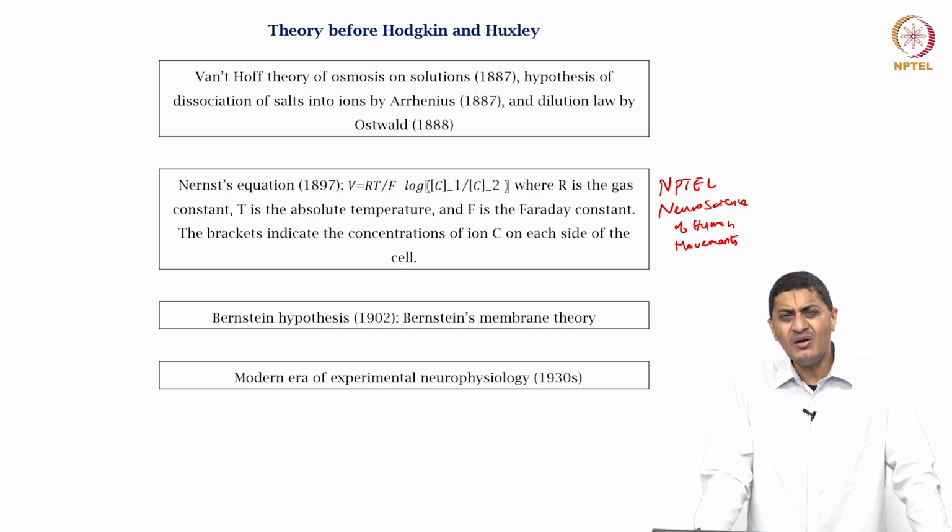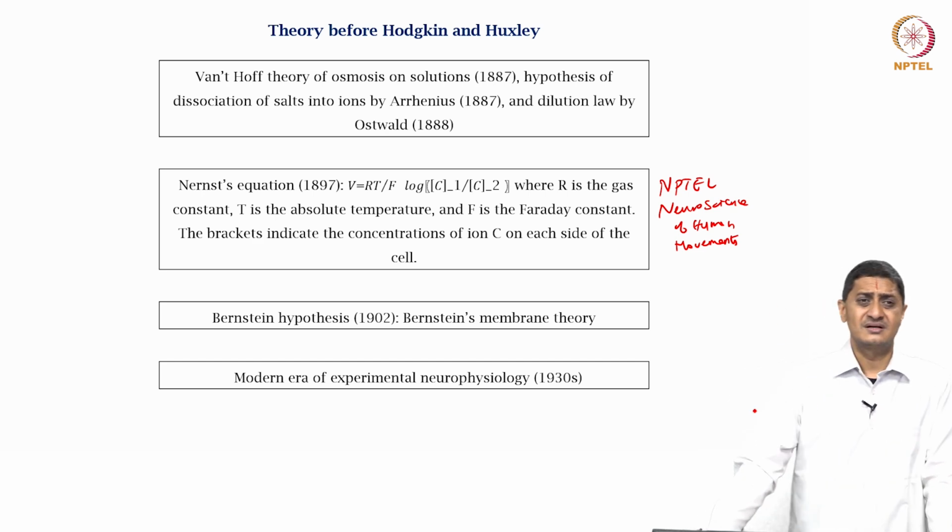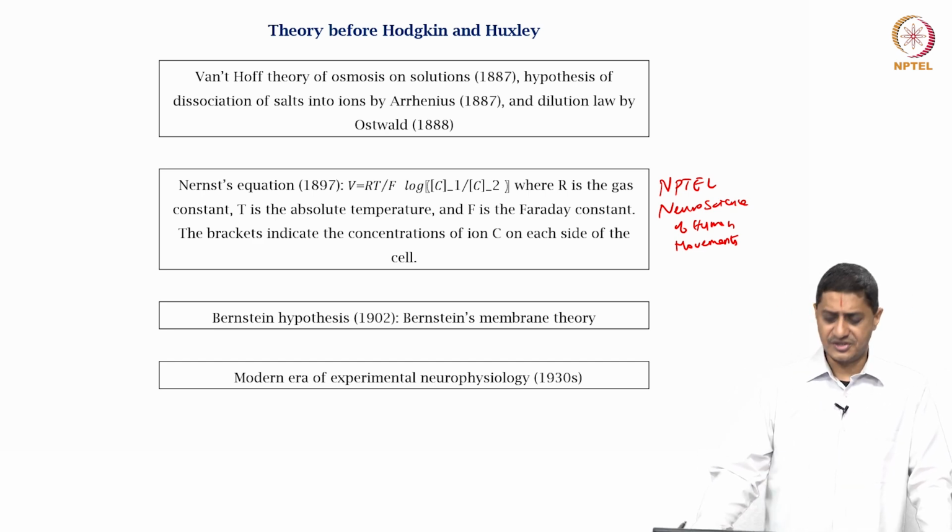So, the modern era of experimental neurophysiology or electrophysiology was practically invented by Hodgkin and Huxley, which is when they started their work on this in the late 1930s. Until then, many of these remained stories and unsubstantiated theories.